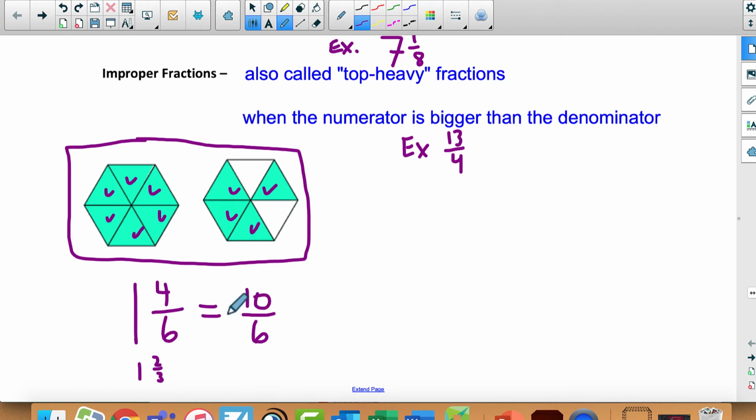These two things are equal to each other. 1 and 4 over 6 and 10 over 6 are equal to each other. How do you get in those terms? Divide them both by 2. 10 divided by 2 is 5. 6 divided by 2 is 3. It's equal to this. It's the same.